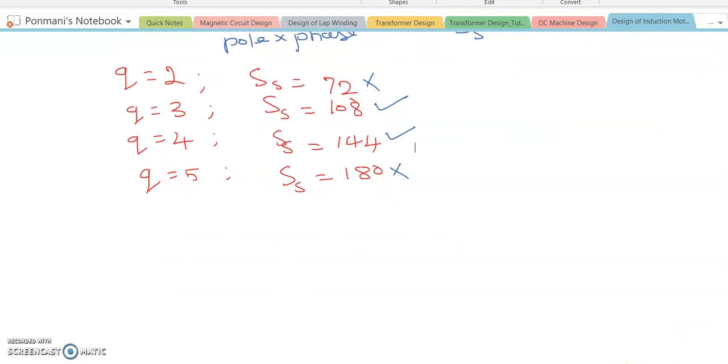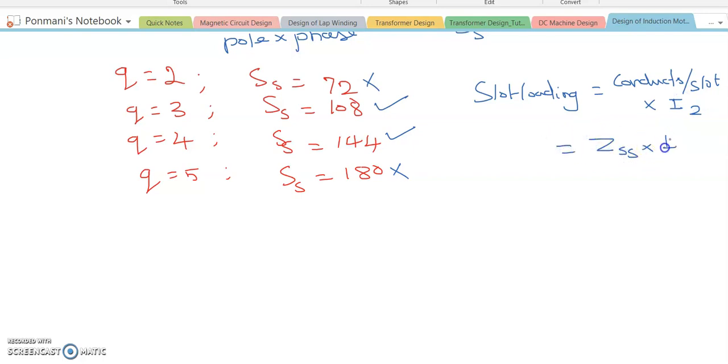And the formula to calculate the slot loading is conductors per slot, ZS, multiplied with the current through the conductor, IZ, that is, total current through each conductor. And here the current we can calculate from the KVA expression.